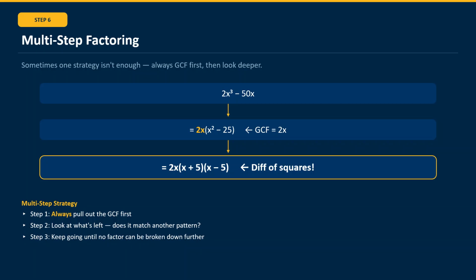Examine x squared minus 25. That is a difference of squares because x squared minus 25 equals x squared minus 5 squared. Apply the pattern to get x plus 5 times x minus 5. The fully factored result is 2x times x plus 5 times x minus 5. This example shows why the greatest common factor must always come first. Without pulling out the 2x, the difference of squares pattern would have been much harder to spot.